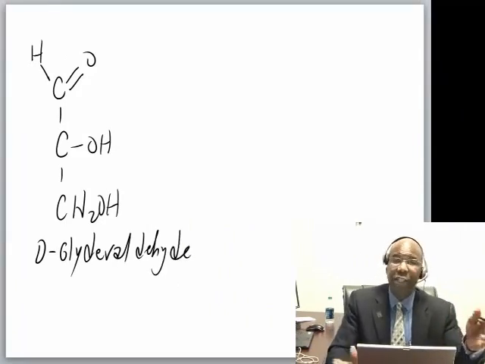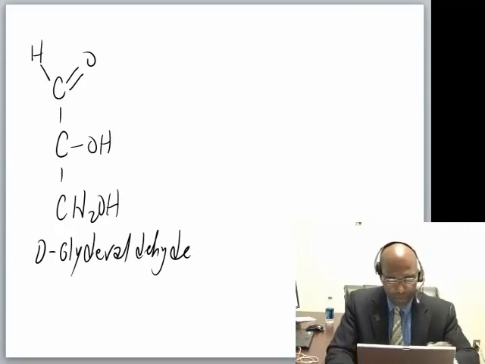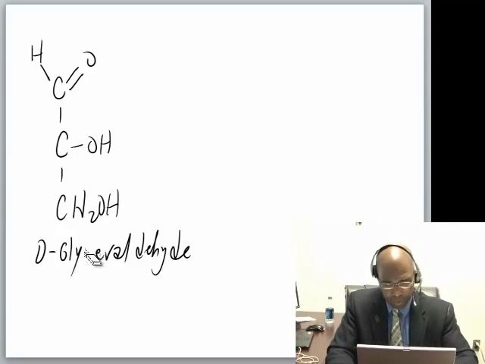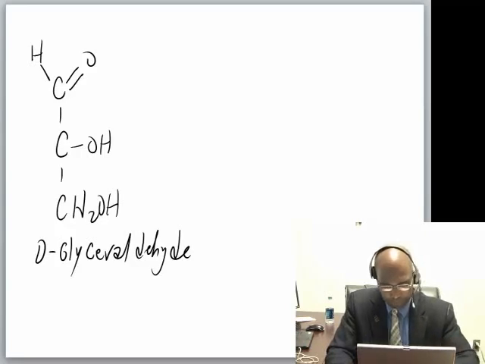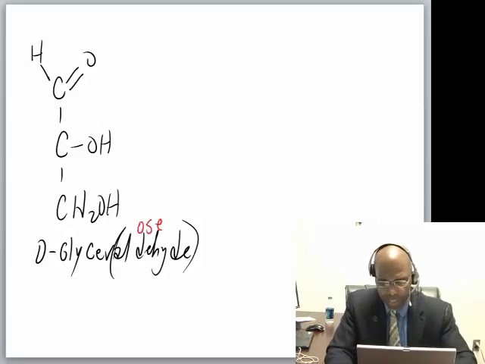Now, glyceraldehyde is different from all the other aldoses because glyceraldehyde, I misspelled that. Glyceraldehyde doesn't end with the suffix -ose. It should be called D-glycerose, but it's called D-glyceraldehyde. And so, for this one here, we just think about aldehyde. We treat the word aldehyde or the suffix aldehyde just like ose.